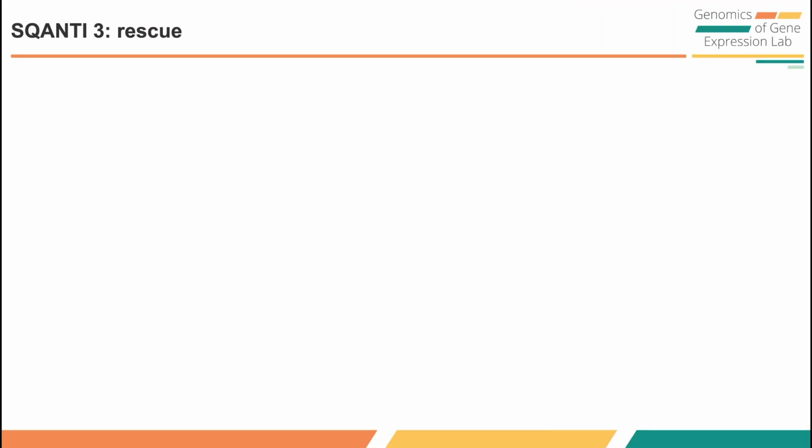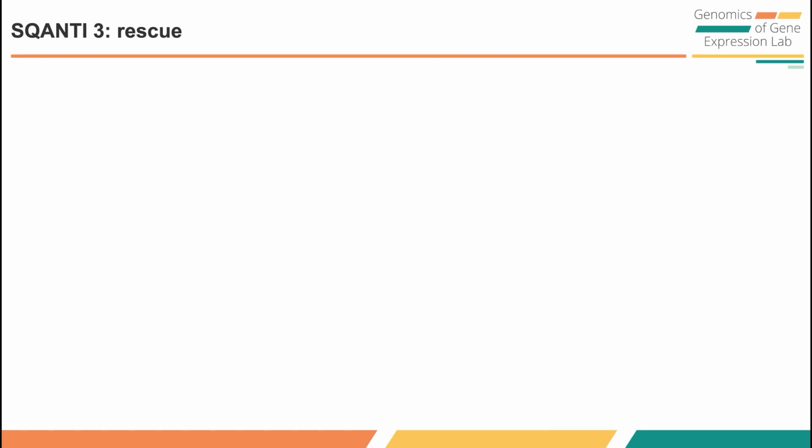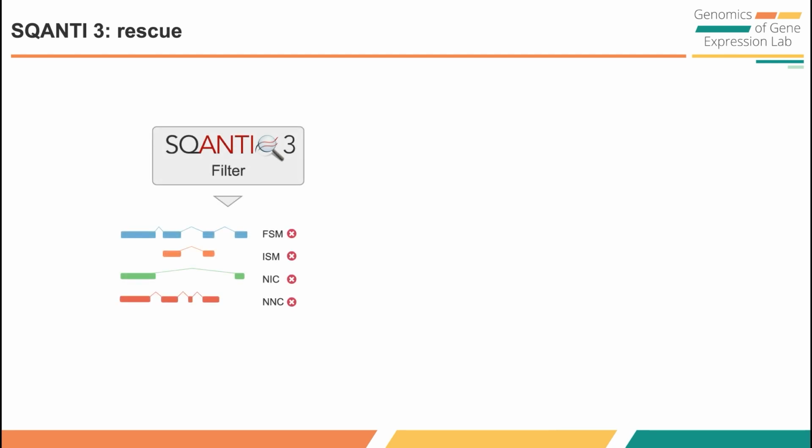SQANTI3 Rescue is a new module added in SQANTI3 version 5.1 for keeping the diversity in the transcriptome. The algorithm is designed to recover transcripts in the reference transcriptome using evidence from discarded isoforms in the SQANTI3 filter steps. The goal is to avoid losing transcripts that are detected as expressed by long-read sequencing but not validated using orthogonal data, which leads to the loss of transcriptome diversity.